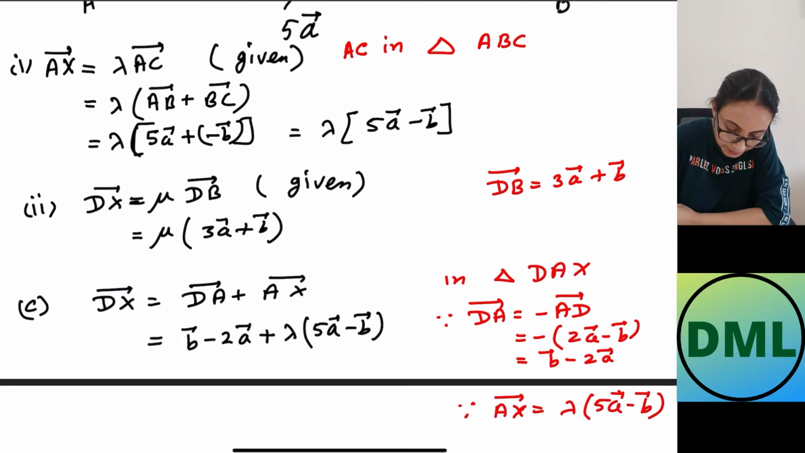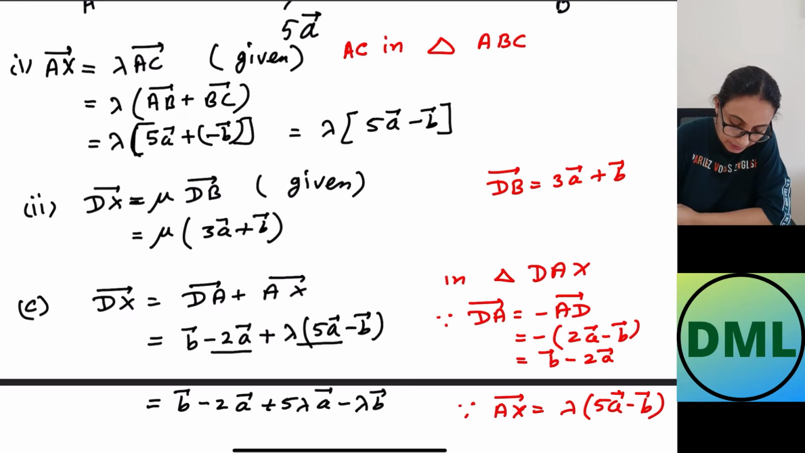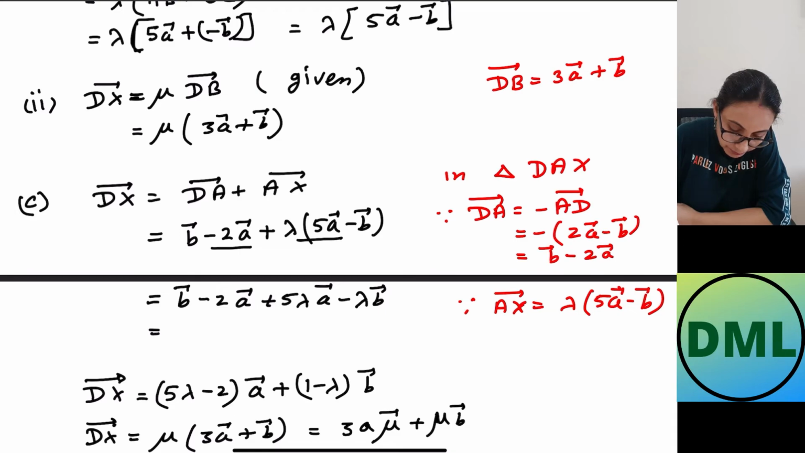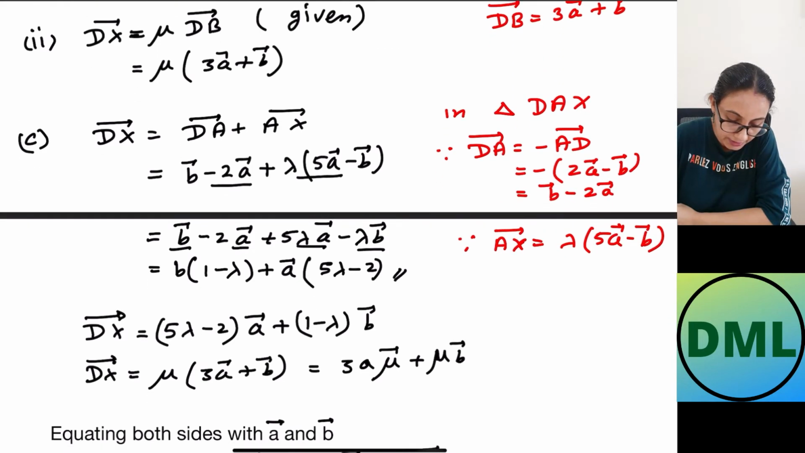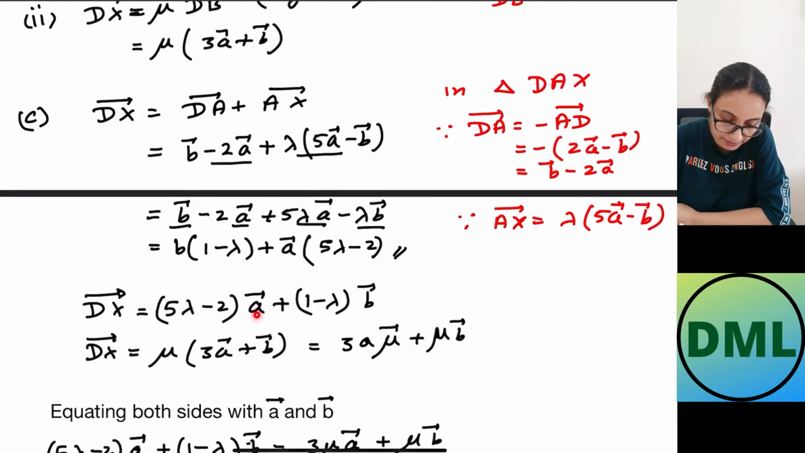Now what we have to do is collect the vector a and vector b terms. So I will open the bracket here. This will be vector b minus 2a plus 5 lambda a minus lambda b. Now collect the terms with b. It will be b(1 minus lambda). Now collect the vector a. It will be written as plus a(5 lambda minus 2). That will be my value for DX. Now we have both the values for DX. DX is equal to (5 lambda minus 2) vector a plus (1 minus lambda) b, this value.